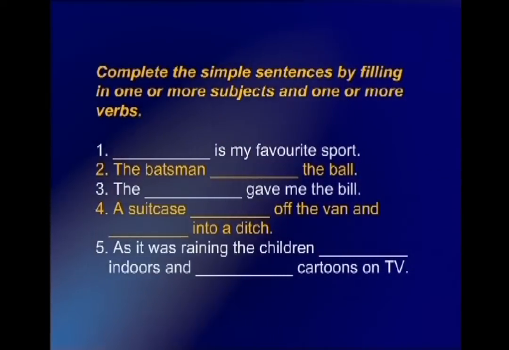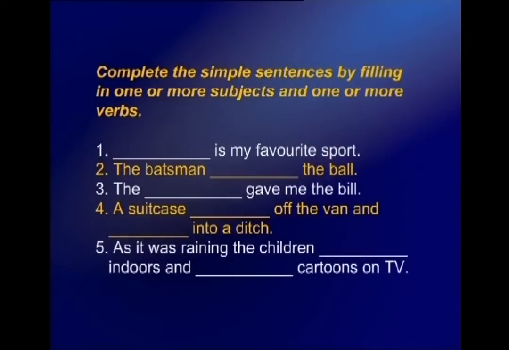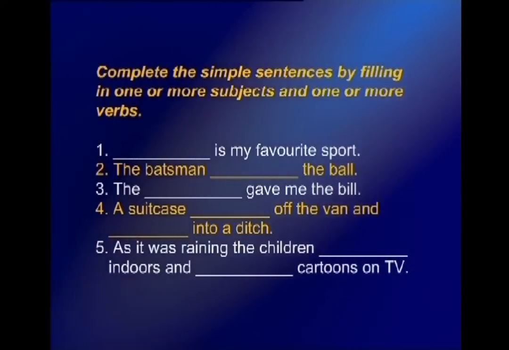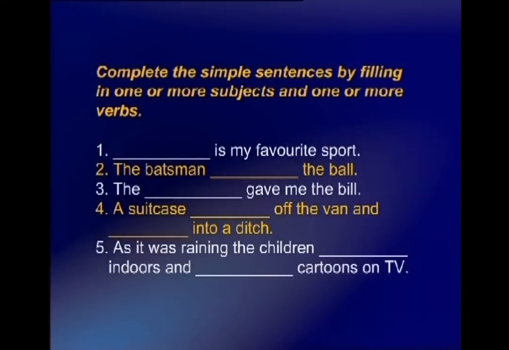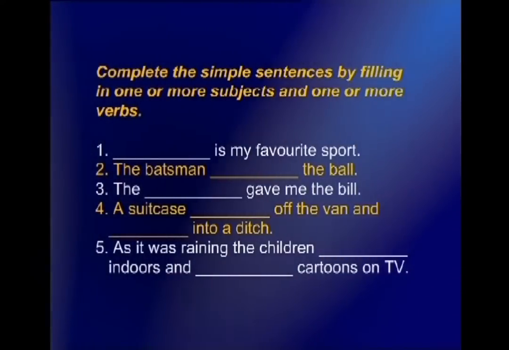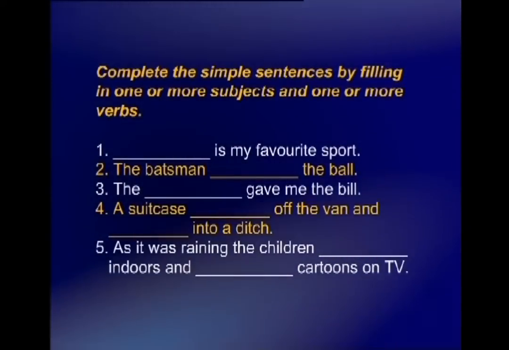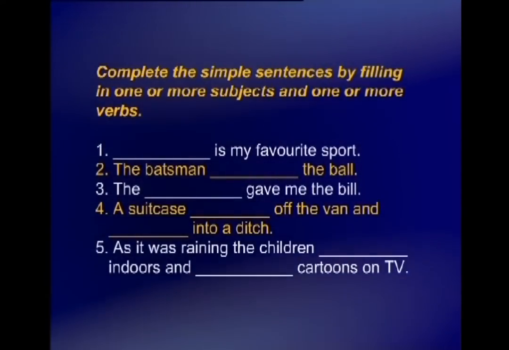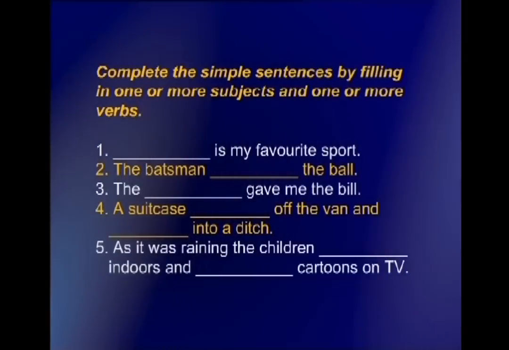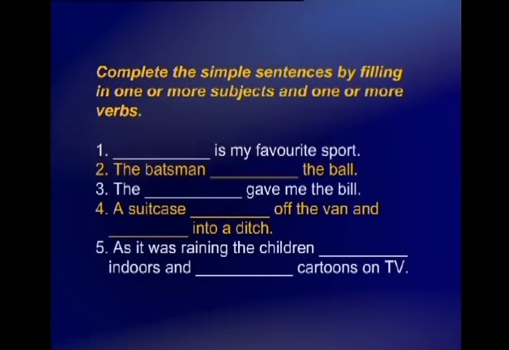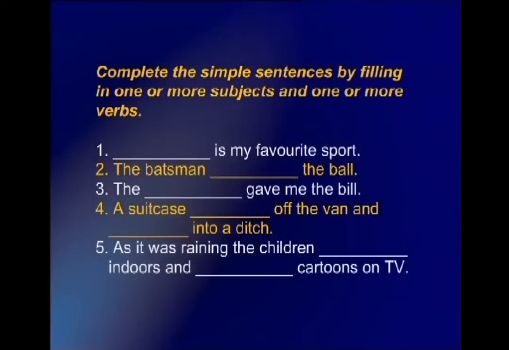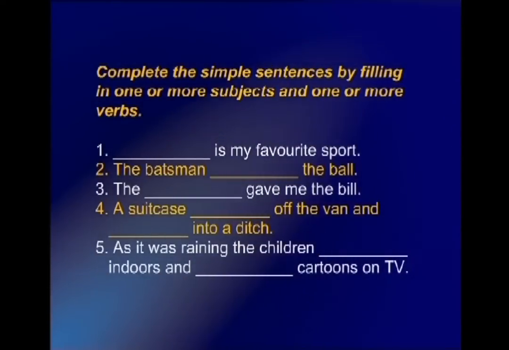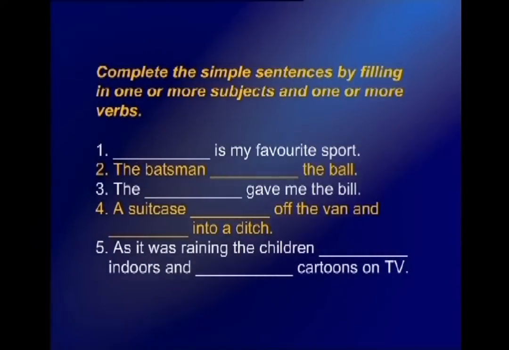Number two, the batsman, the ball. Here it's the verb. Number three, the gave me the ball, gave me the bill. You have to fill in the noun. You've done close exercises with me, so it shouldn't be a problem. This is a very easy practice exercise. Number four, a suitcase off the van and into a ditch. Two verbs, fell off the van, and you can have rolled into a ditch or any other. Number five, two verbs, shouldn't be difficult.